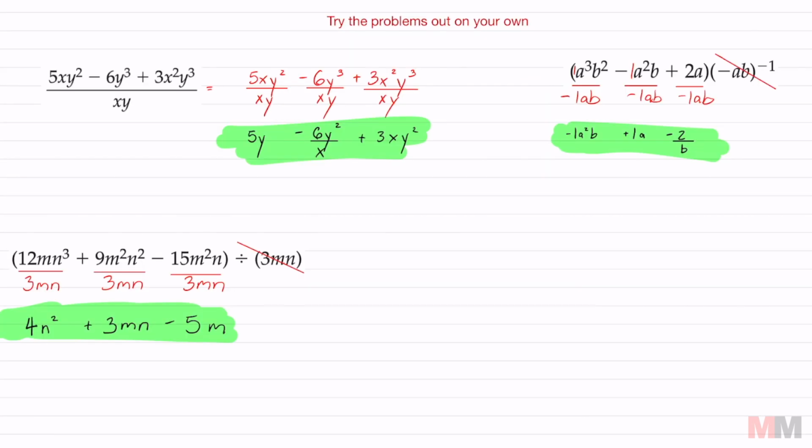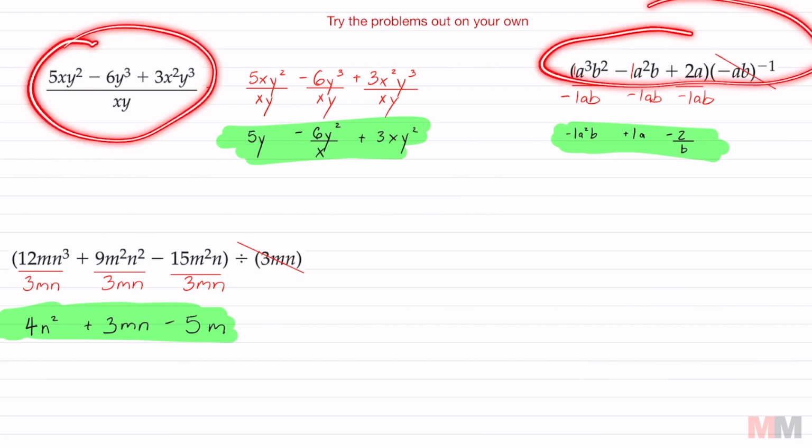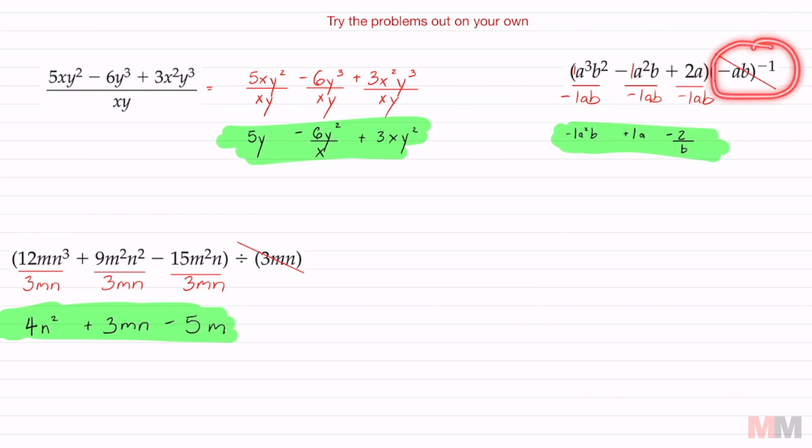Remember, all 3 of these problems are similar. They're just written in different ways. The inverse just means you're still dividing by that monomial. You flip it to the bottom. Divided by 3mn. I mean, divide and a fraction, they mean the same thing. They both mean division.